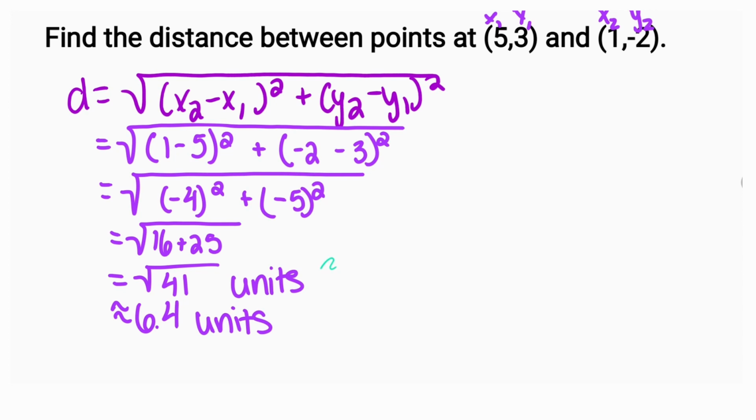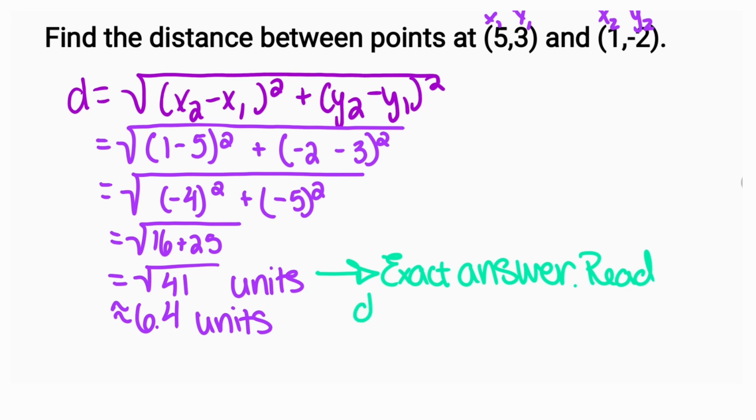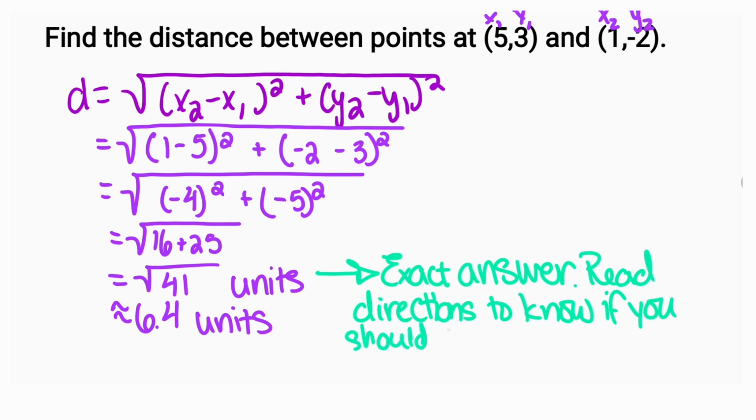Now, the square root of 41, as I said, is the exact answer, and depending on your teacher, your course, or what the question is asking for, you should leave it in radical form or not. So read the directions to know if you should leave it in radical form or if you should solve it out and give an approximation. Know that your answer is incorrect if you leave it as equals 6.4 units instead of approximately 6.4 units. All right.